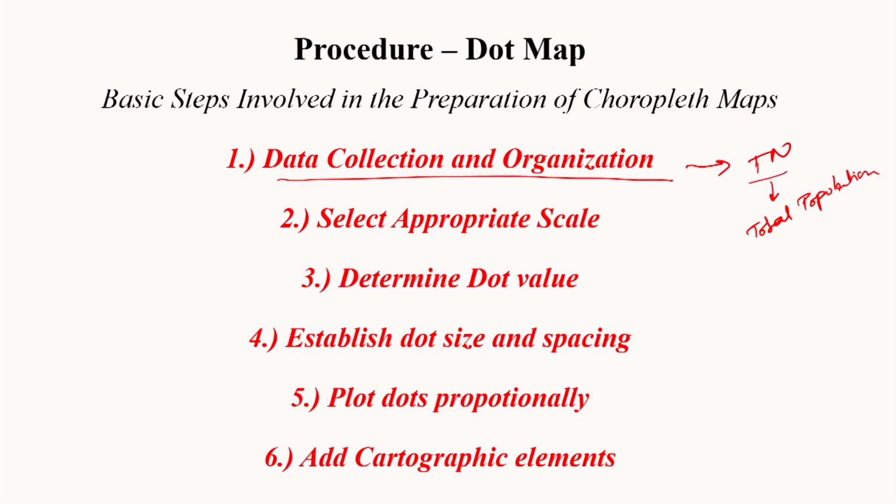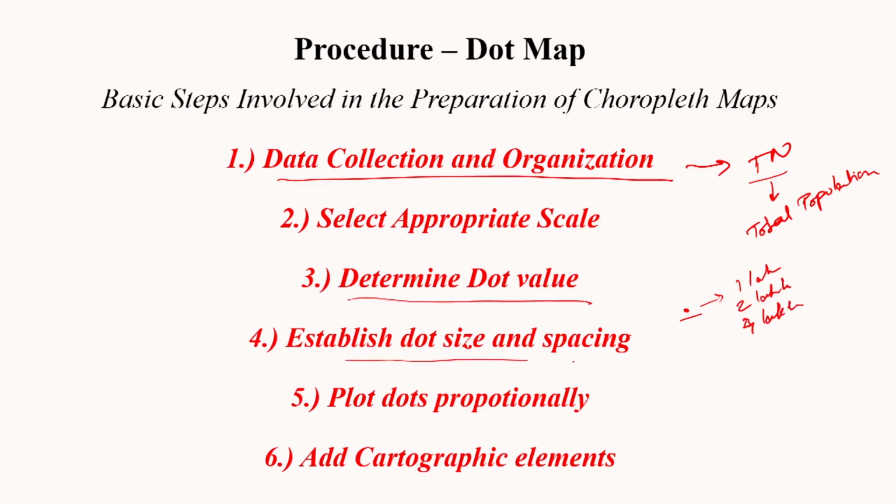Then we have to select an appropriate scale for the map. Then we have to determine the dot value. So, let us say we are doing it for the Tamil Nadu region, right. So, we will be plotting all the population as dots. Let us say for Chennai there are 41 lakh people. So, 41 lakh people, we can't mark each person with one dot, right. So, one dot value we can keep either 1 lakh, 2 lakh or maybe 4 lakh depending on the quantity.